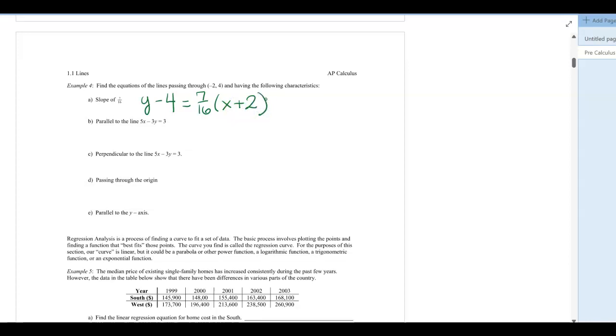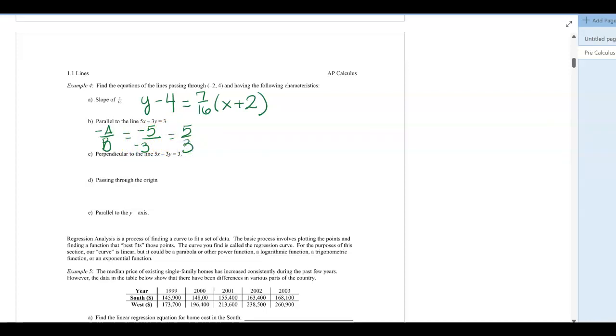Cool. Alright, so parallel to the line of 5x minus 3y is equal to 3. So it's given to us in standard form. The cheap way to figure out what the slope is, without having to put this in slope-intercept form like a lot of you guys like to do, is that negative a over b is just going to be my slope. So that's going to be negative 5 over negative 3, sorry. So all in all, my slope should be 5 over 3.